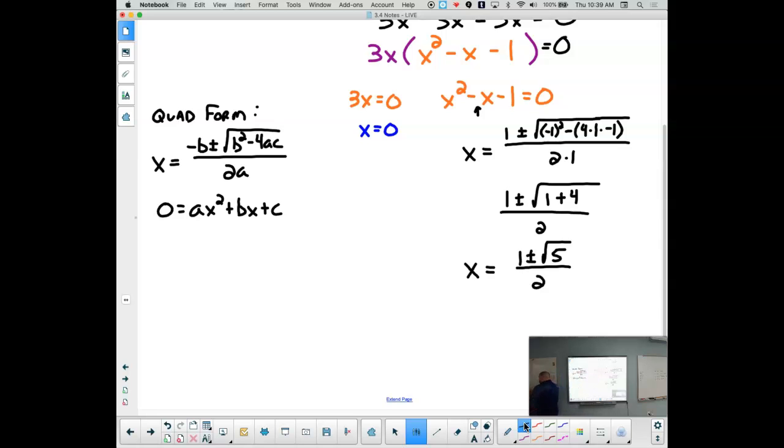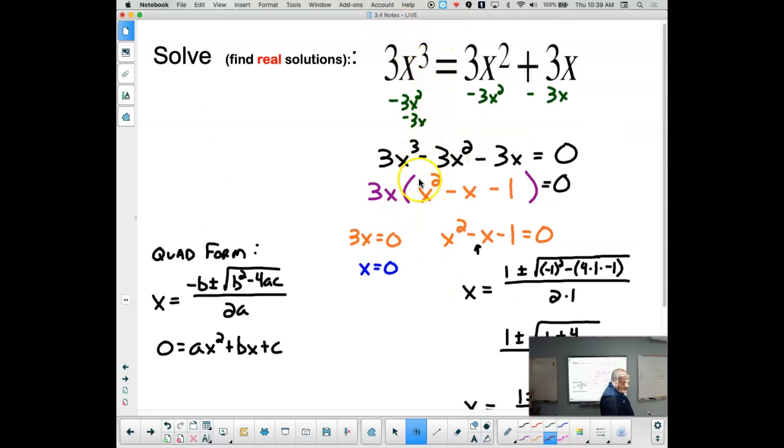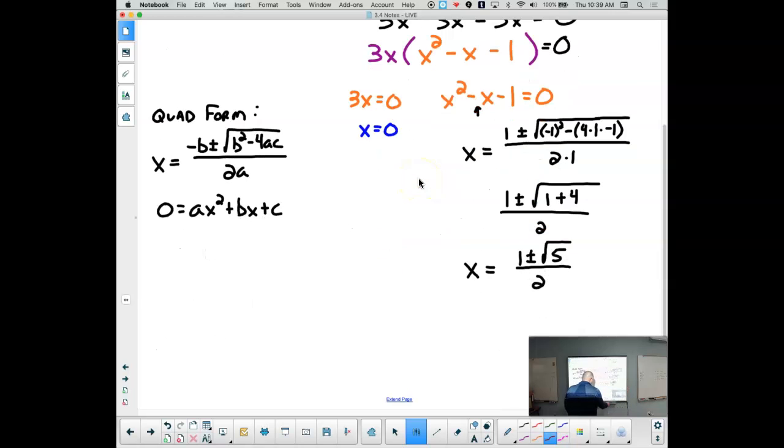And then we would have to make sure that this radical, the square root there, would be simplified, and we'd have to pull out perfect square factors and so on and so forth. So in the end here, we were asking for 3 answers because our biggest exponent was 3. So the 3 answers that we would give here would be 0 and 1 plus the square root of 5, all divided by 2, and 1 minus the square root of 5, all divided by 2.